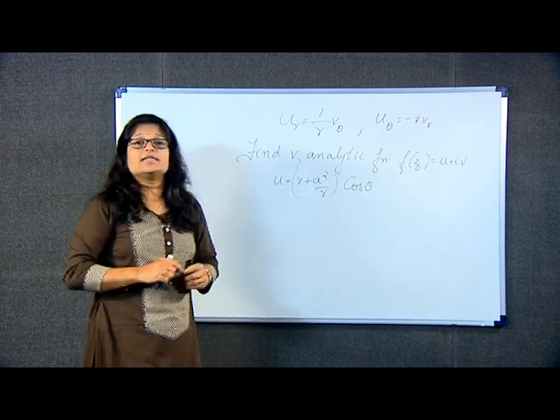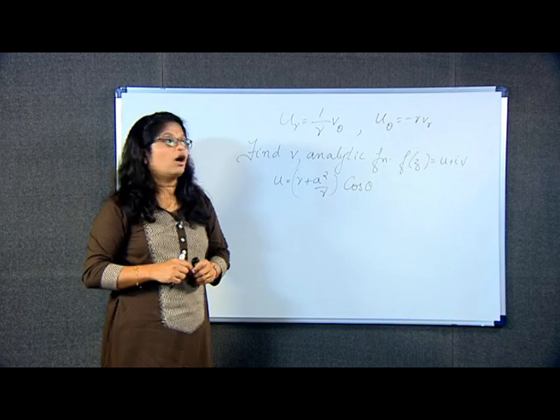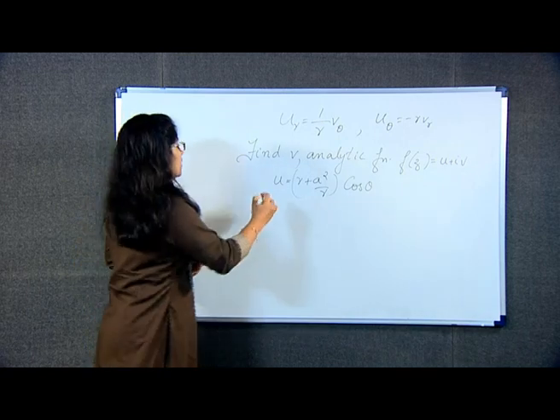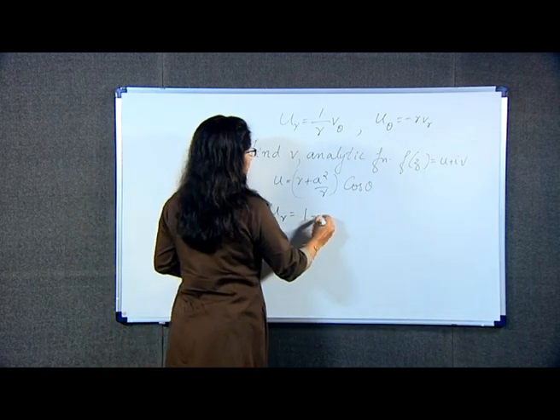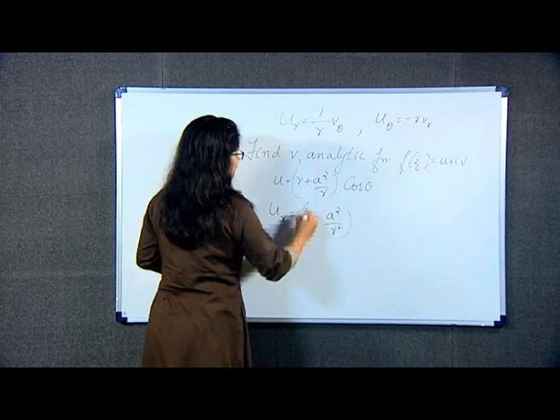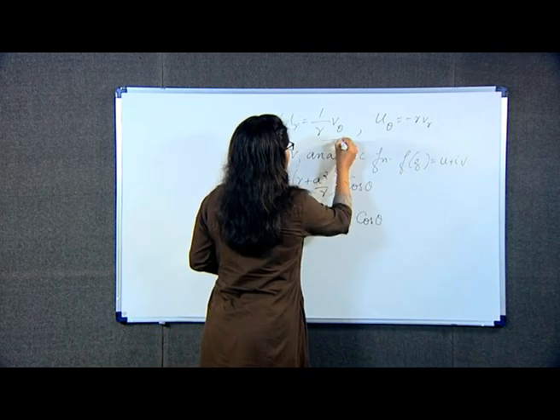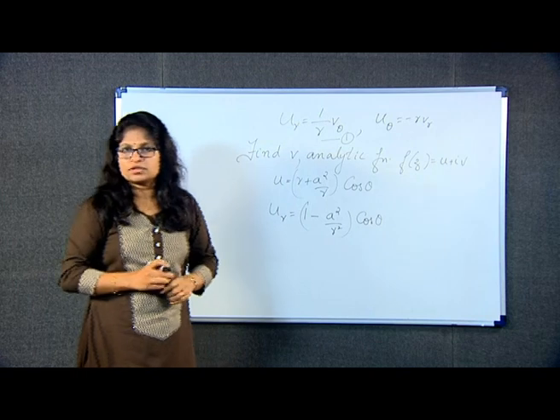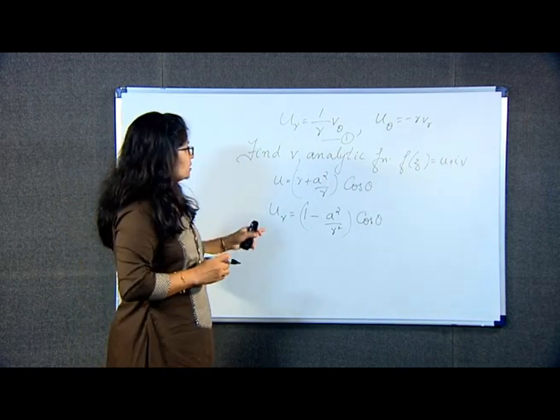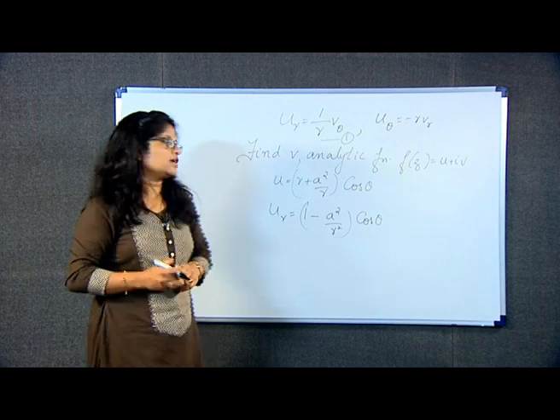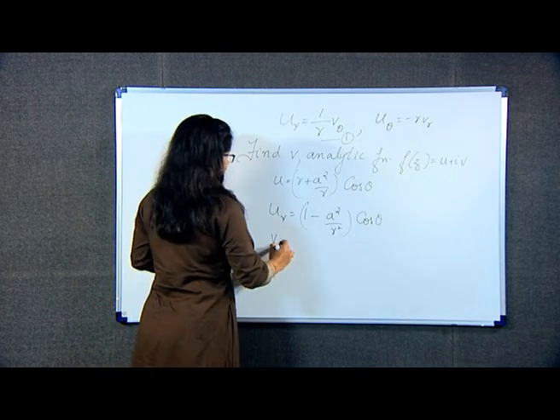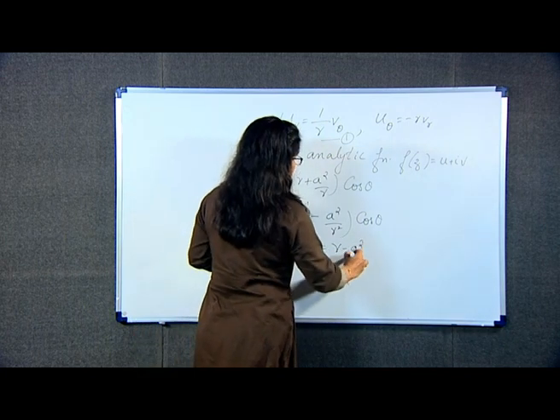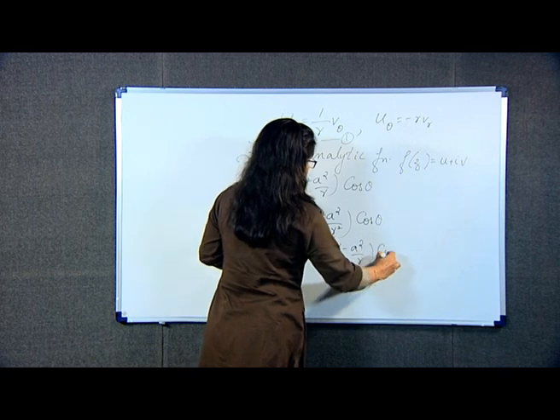So, we use the CR equations, the analytic property of the function f of z, to find v. Your u_r is nothing but 1 minus a square by r square, into cos theta. You can go ahead with either the first equation or the second equation in your Cauchy-Riemann conditions, but let us go ahead with the first equation here. So, my v_theta is nothing but r times u_r, that is r minus a square by r, cos theta.